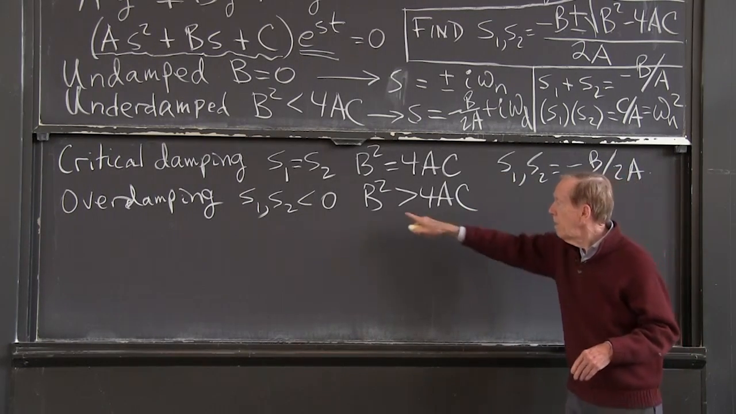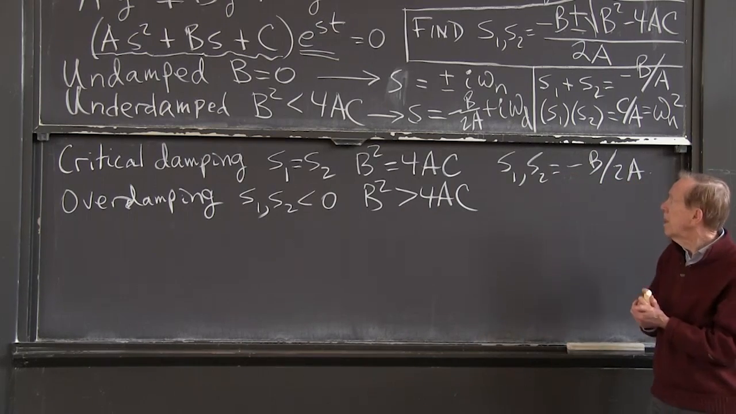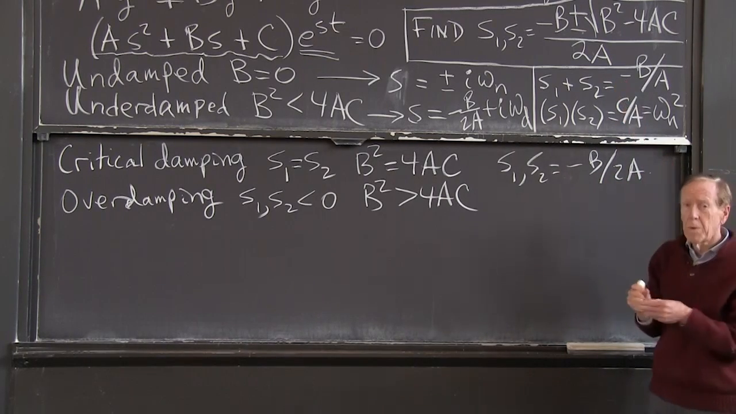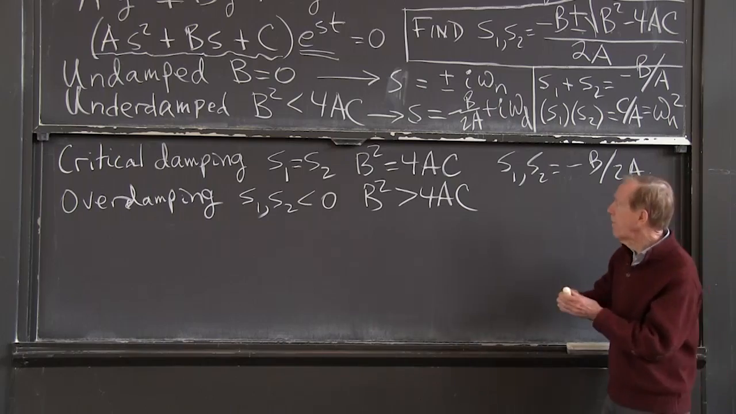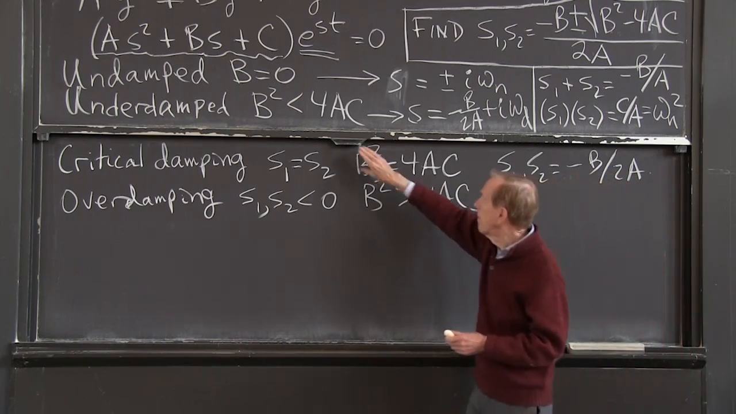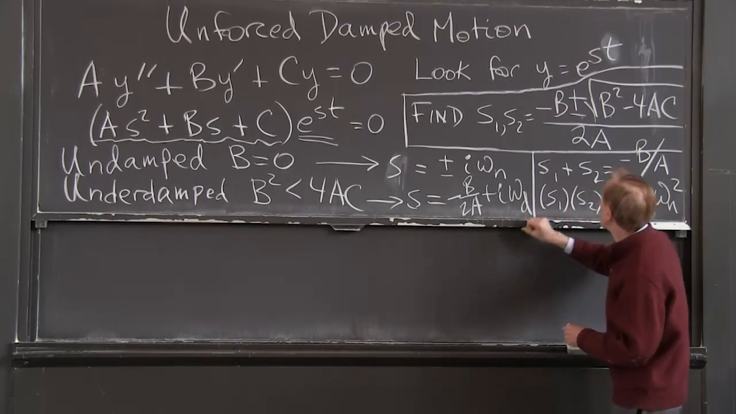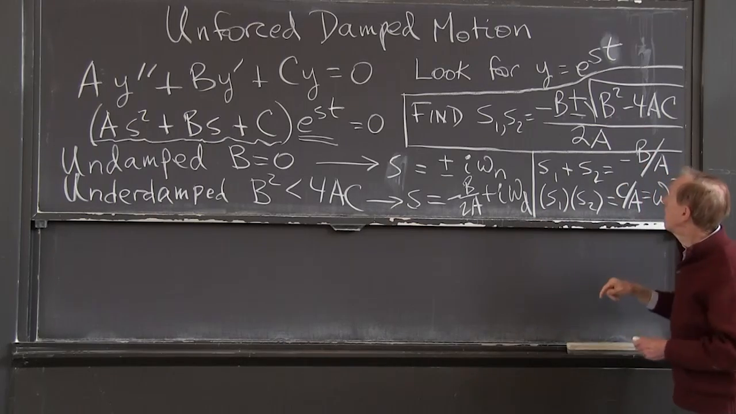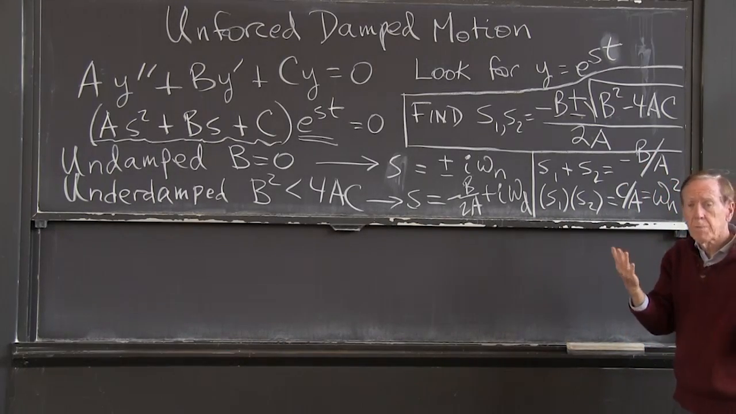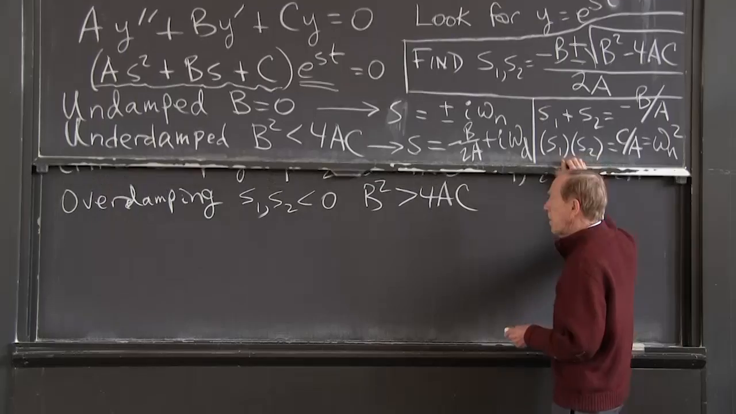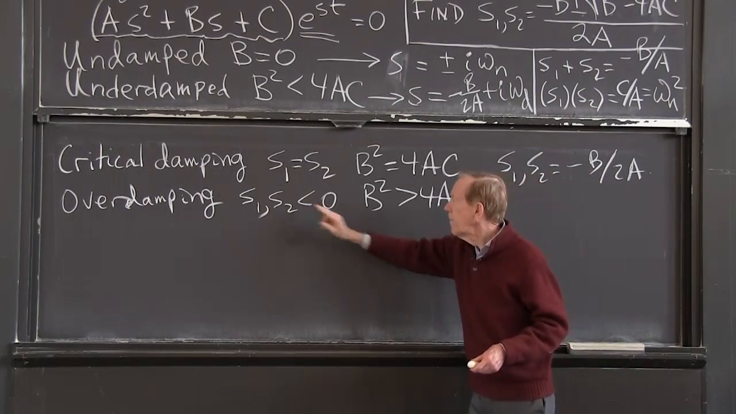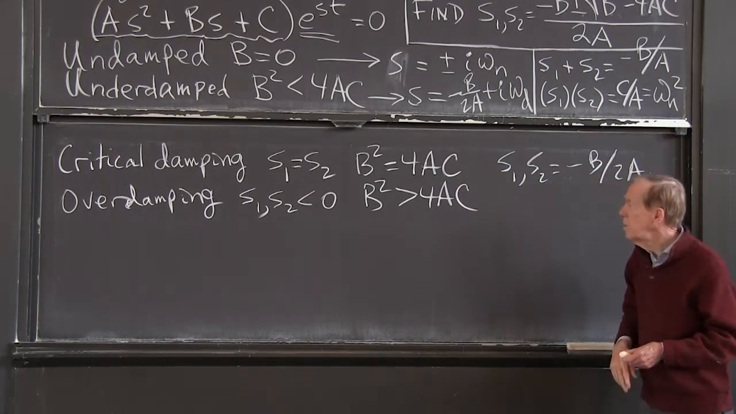Overdamping, when b squared is bigger than 4ac, then our formula, we're always looking back at that quadratic formula, b squared bigger than 4ac, this is real. Square root of a positive number, it's perfectly real. So in that case, we have two real roots, S1 and S2.